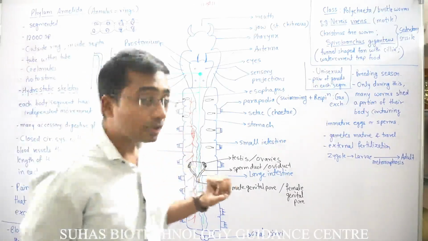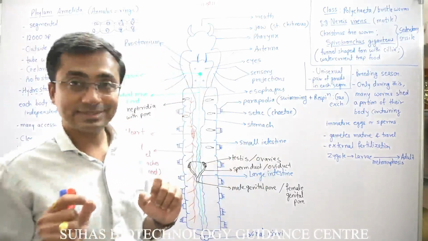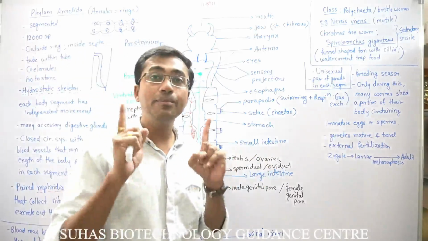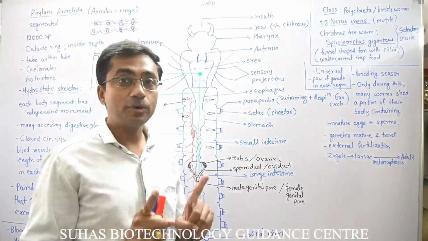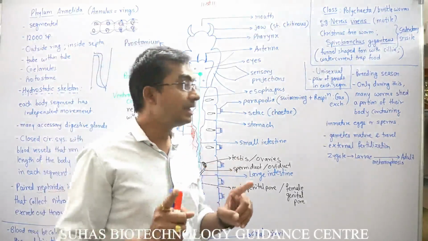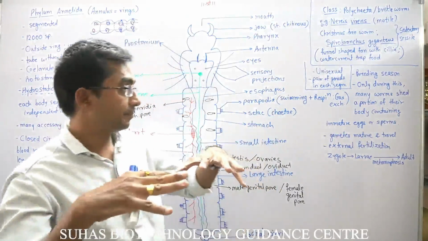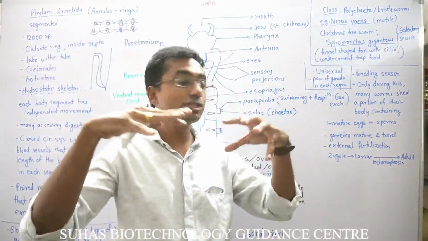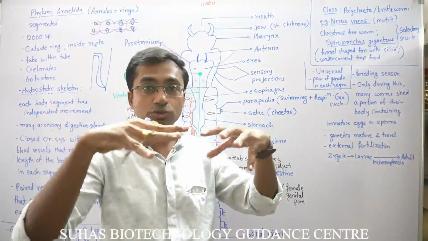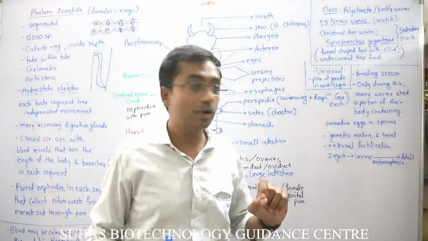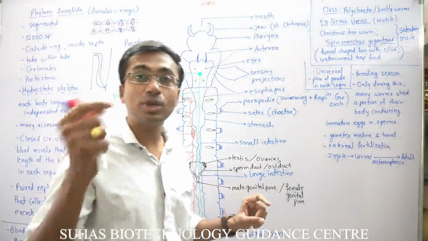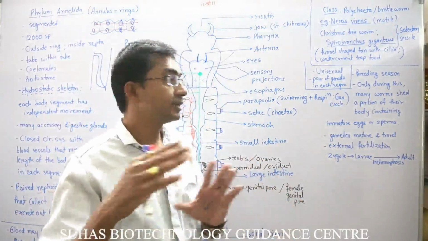Now these Nereis reproduce only in the breeding season. They can't reproduce throughout the year, and in the breeding season many such polychaete worms come close to each other and they share a portion of their body containing immature eggs or sperm.